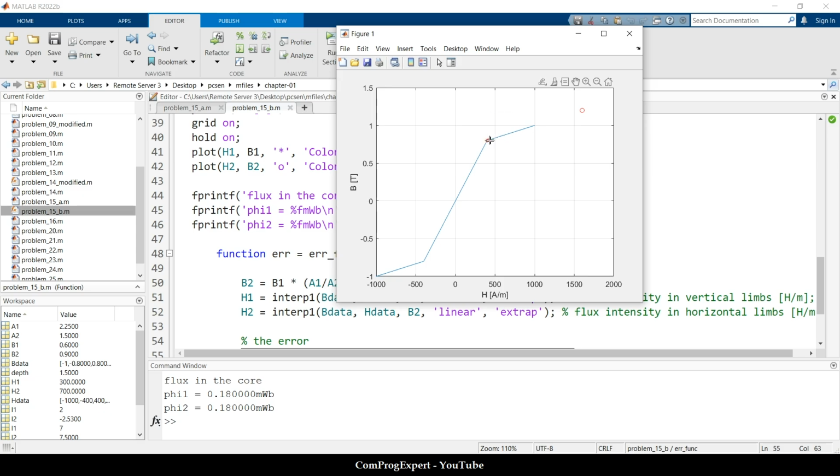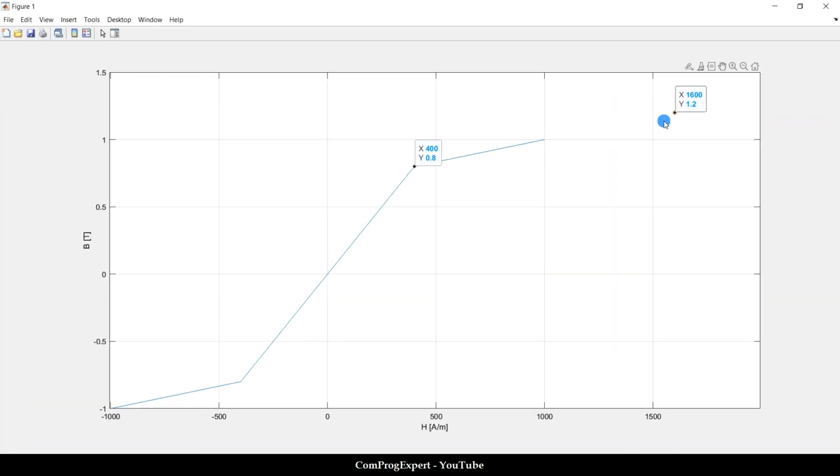Here, as you can see, we calculated the operating points for the vertical limb. The value of B is 0.8, and for the horizontal one, the value of B is 1.2 Tesla. And we have this high value for the magnetic field intensity. As you can see, the value of H for the horizontal limb is 4 times the value of H for the vertical limb, but we don't have much increase in the value of B. So we actually are in the saturated zone for this structure. These 2 points show the flux density for both vertical and horizontal limbs.